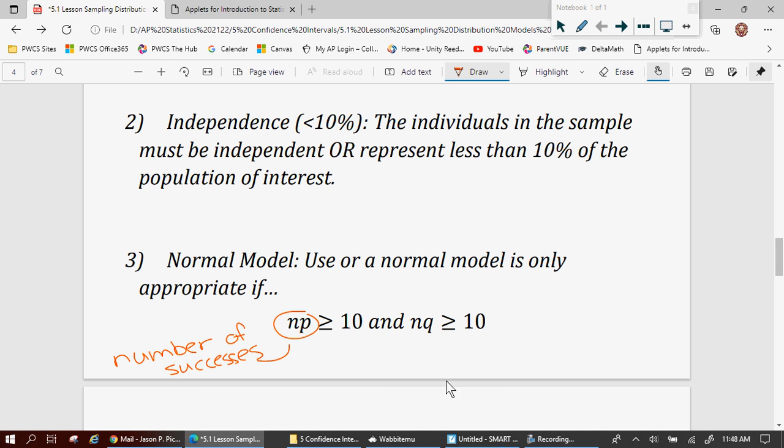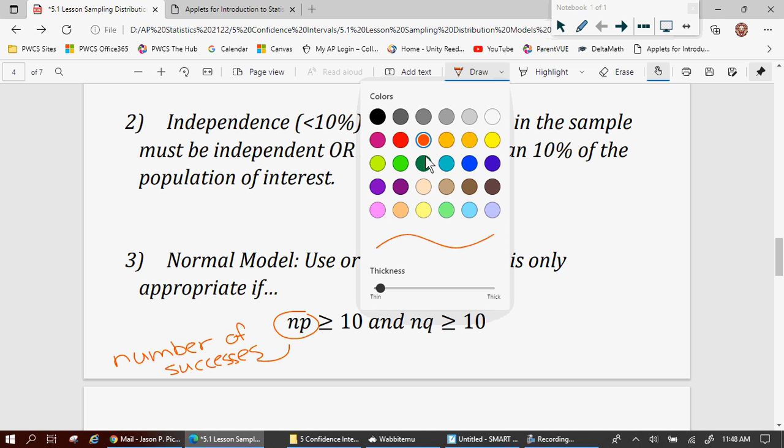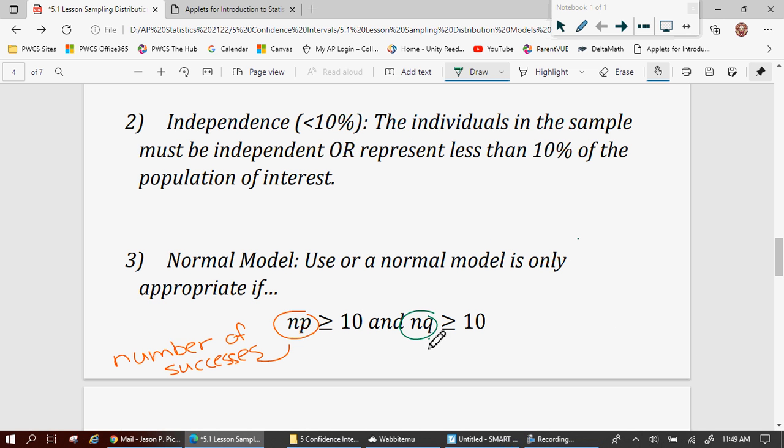We talked about this when we wanted to use the normal model to approximate a binomial distribution, a success-failure scenario. And NQ was the expected number of failures. And this will become clearer when I do an example on what this is and how we get it. It's going to be really important that we establish that we've met these conditions before we do some work and answer a question. And we need to document it and be thorough and explain ourselves.